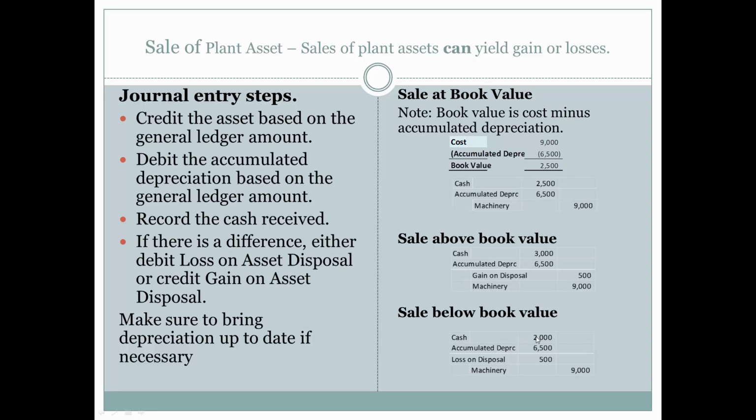Now, what happens if it's sold below the book value? Well, in this instance, the cash we are going to receive is 2,500. So again, following the same steps, credit the machinery, debit accumulated depreciation, debit the cash you receive. We can see without the loss on disposal recorded that our total debits would be 8,500 and our total credits would be 9,000. So we're out of balance by $500, and that would represent the loss on the asset disposal.